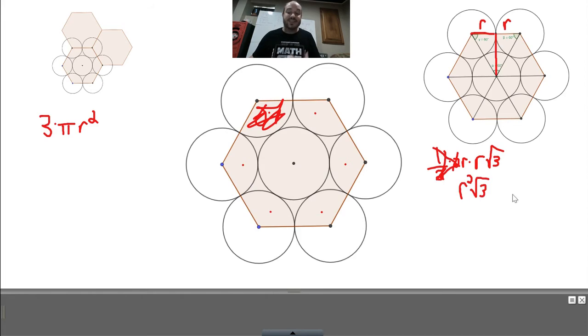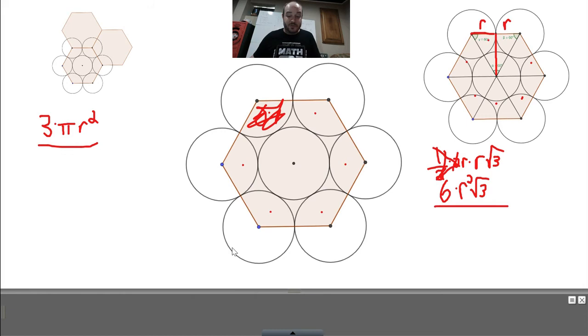Now, how many of these triangles do we have? We have 1, 2, 3, 4, 5, 6. So I'm going to also throw a 6 in front of there because we have 6 times r squared square root 3. All right. So now we have it. We have the area of the circles and the area of the full hexagon.